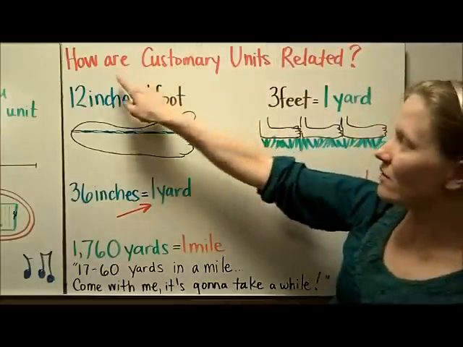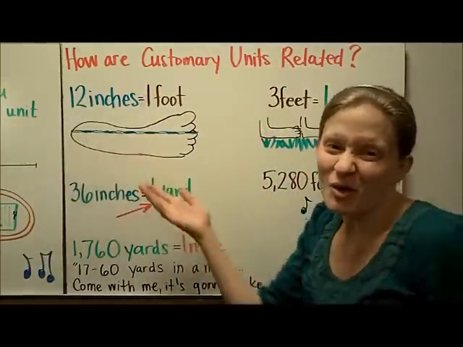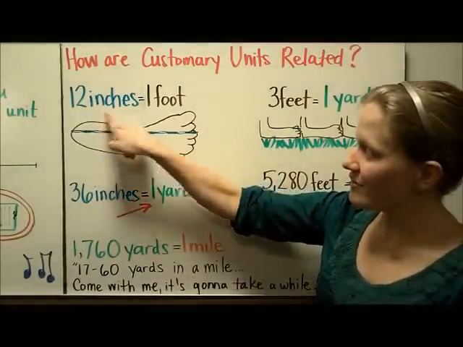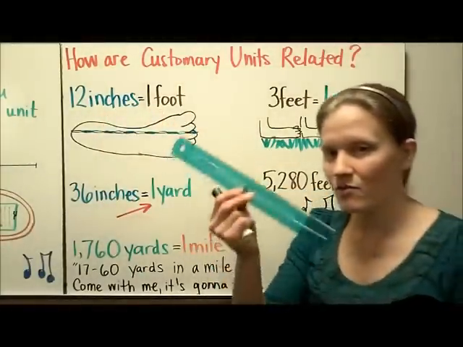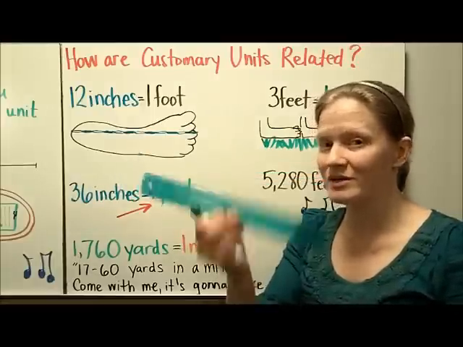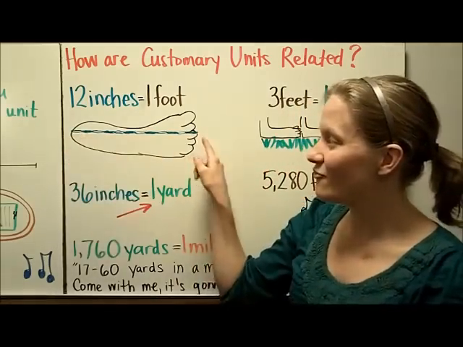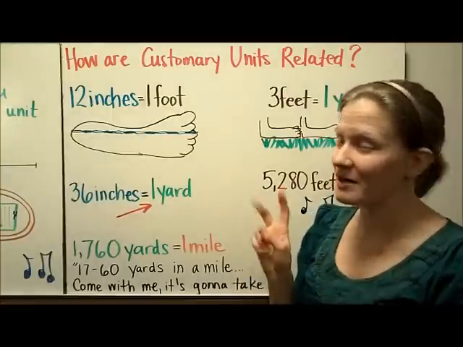Next, let's talk about how customary units are related. We have to know how we can go back and forth from one unit to the other. There are 12 inches in 1 foot, or if you have a regular classroom ruler, there are 12 inches in this. If you need a picture to remember, you might think about a foot with 12 inchworms going across it. I have 12 worms there.